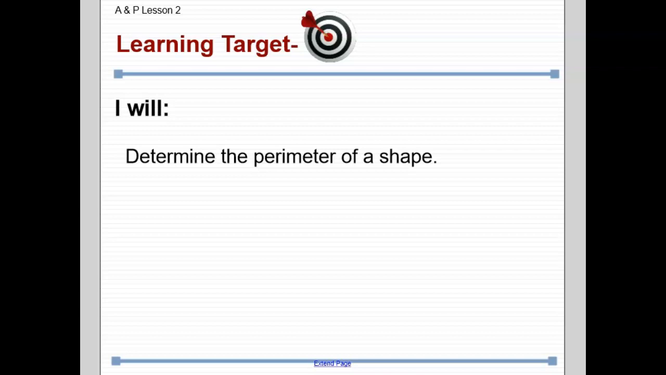I would like for you to participate in this lesson with me. So please get out a piece of paper or a notebook so that you can solve problems with me throughout this lesson. Please also get out your math packet if you have one.